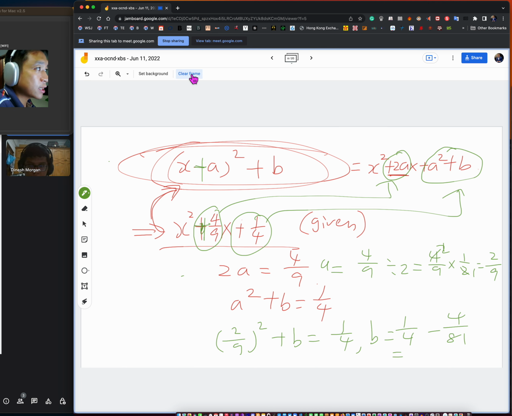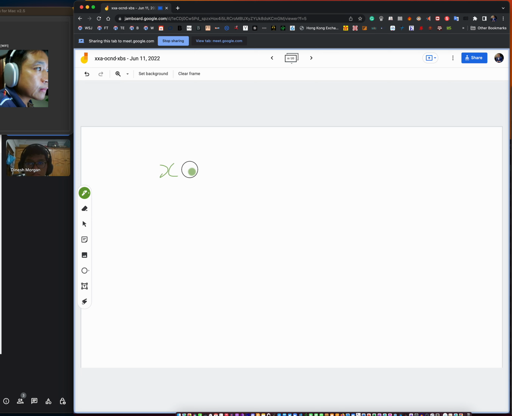Let me just give you another example. This is in completing square format already. Something like this. So I know it's definitely minus. The plus b or minus b doesn't matter, it will take care of itself. You know what I mean?